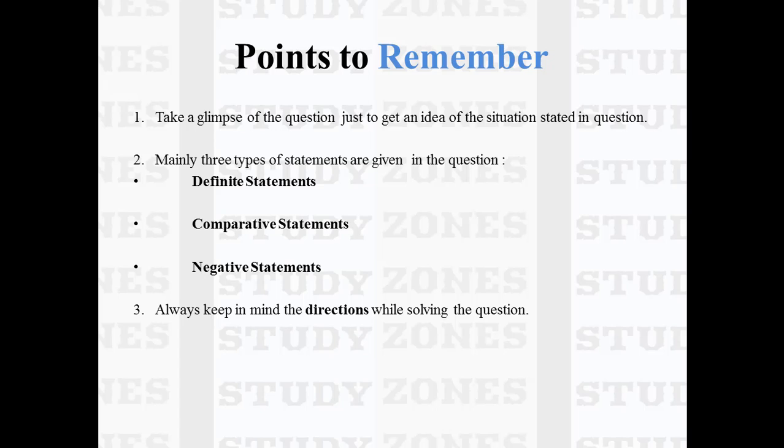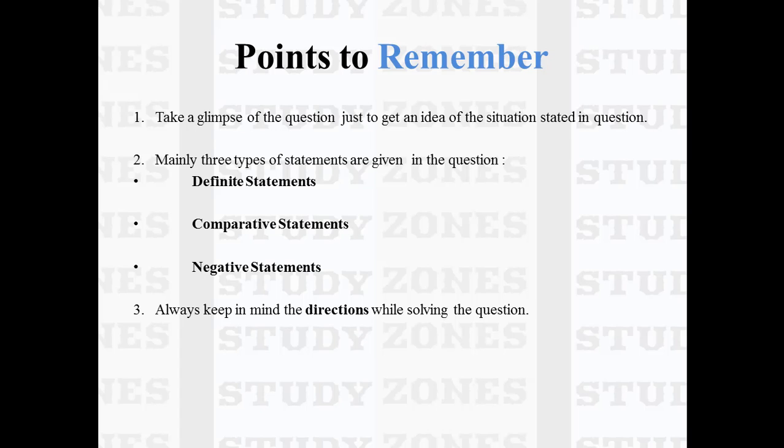And then there are a few types of statements given in the question that we have to study carefully while solving it. Now, definite statements provide very correct information in a very straightforward manner. For example, A is sitting on the right end of the bench. The position of A is 120% confirmed.